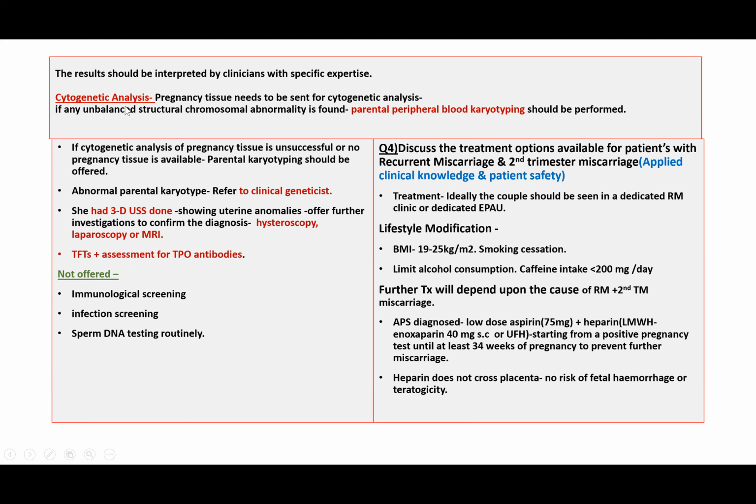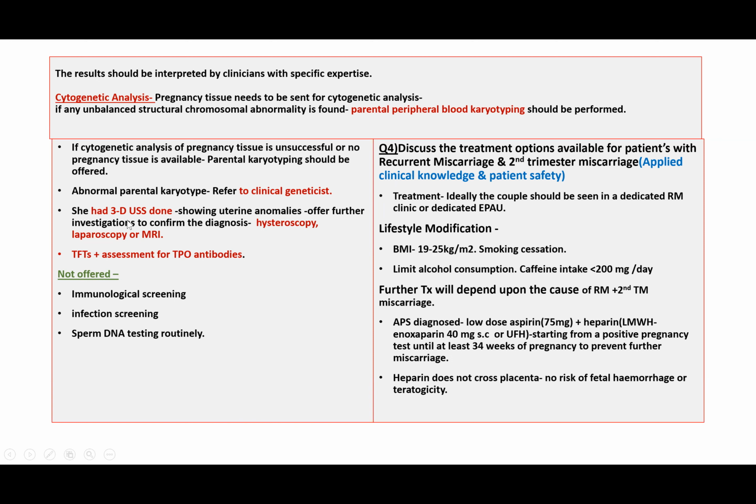Second important investigation is cytogenetic analysis of the products of conception. So pregnancy tissue needs to be sent for cytogenetic analysis. If any unbalanced structural chromosomal abnormality is found, parental blood karyotyping is done. Now, this point is also important, that if cytogenetic analysis of pregnancy tissue is unsuccessful, or there is no pregnancy tissue available, then we are going to do parental karyotyping directly. If there is abnormal parental karyotype, we will refer the patient to clinical geneticist.